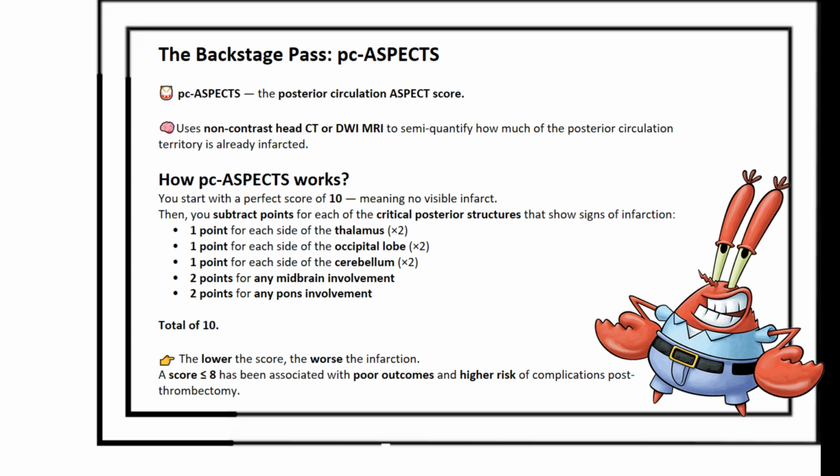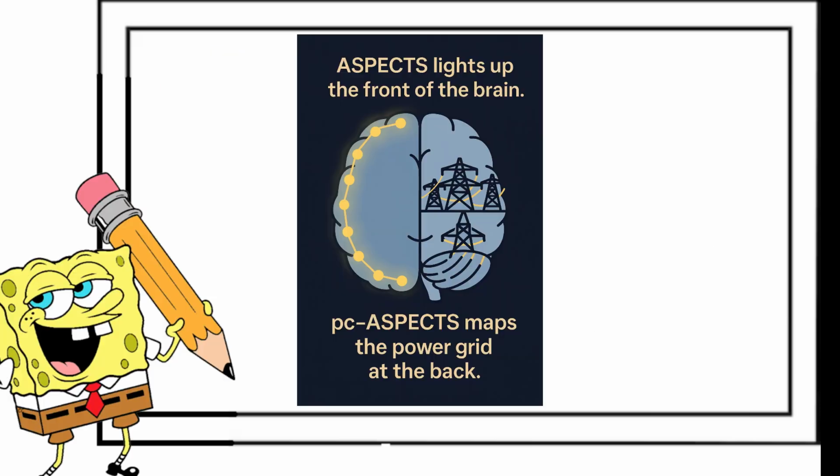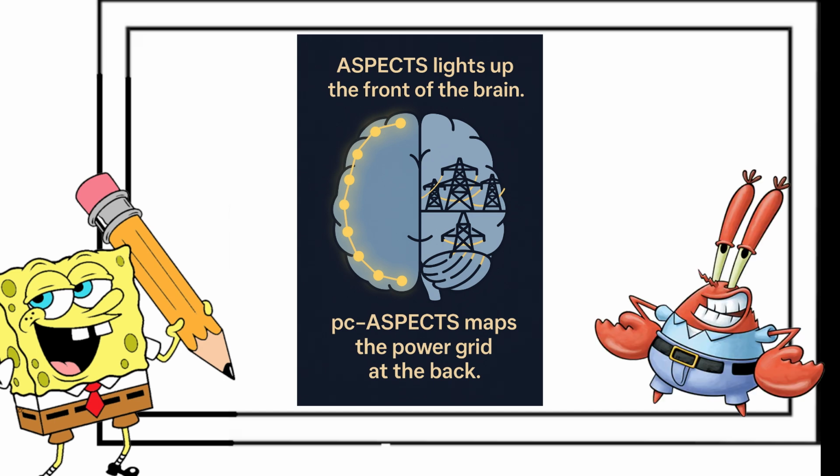post-thrombectomy. Note again, posterior strokes can be easily missed, so if you are dealing with someone who is dizzy, ataxic, maybe even comatose, and you see subtle hypodensities in the brainstem or cerebellum, bust out your PC aspects to help guide decision making and prognosis. Aspect lights up the front of the brain. PC aspect maps the power grid at the back, and now you are fluent in both languages.